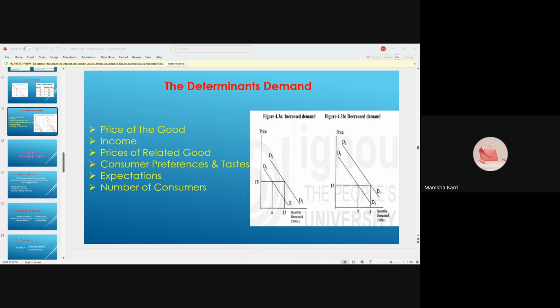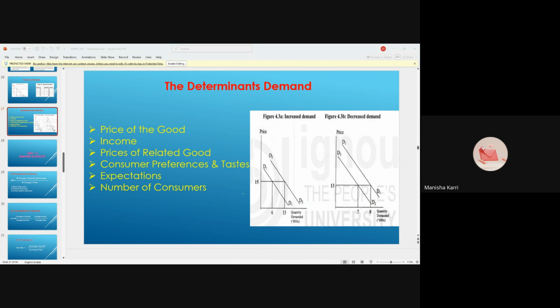The customer is more willing to buy the tea powder. So this is nothing but the prices of related goods. Whenever the price of product A increases, the customer will automatically shift to product B, which is very much related to our purchasing power. This is one of the best determinants.